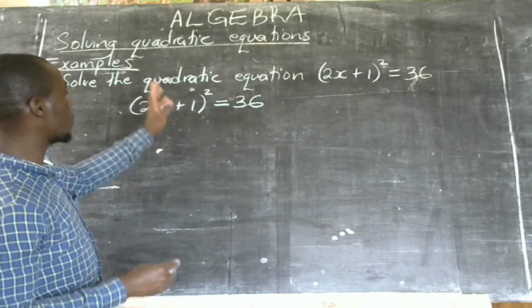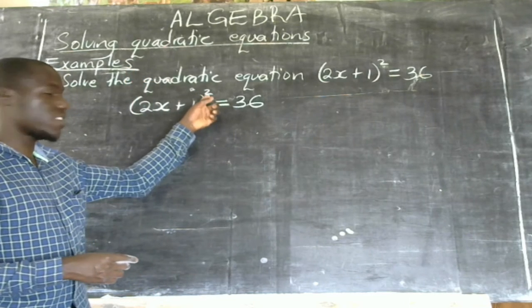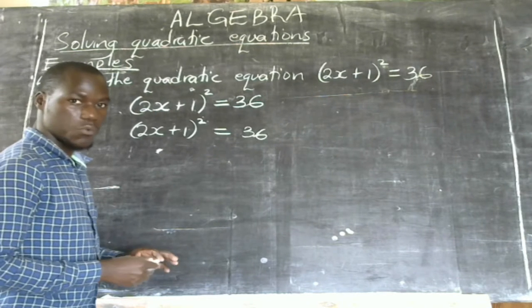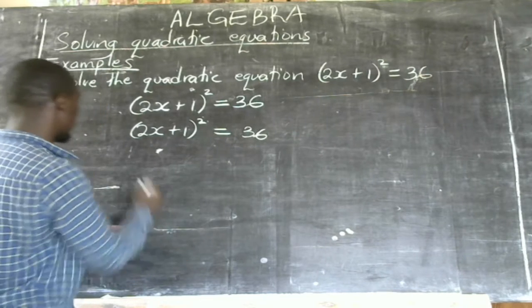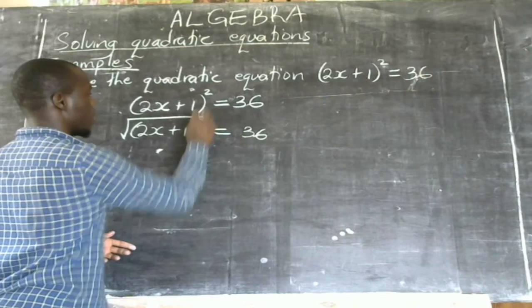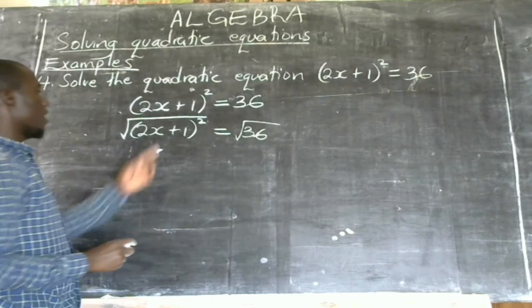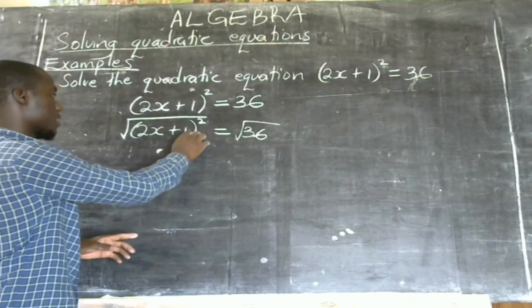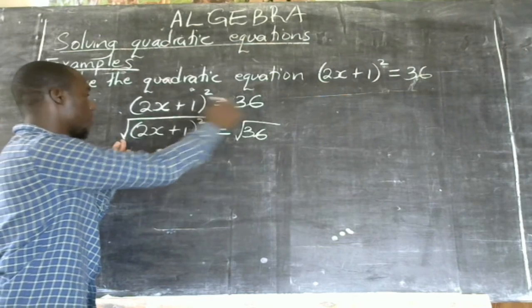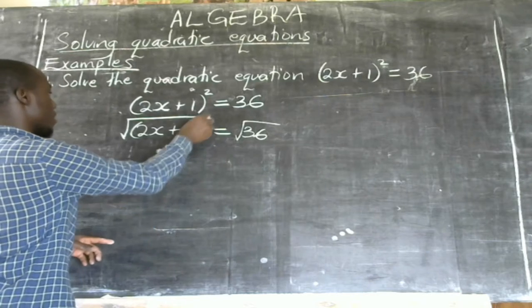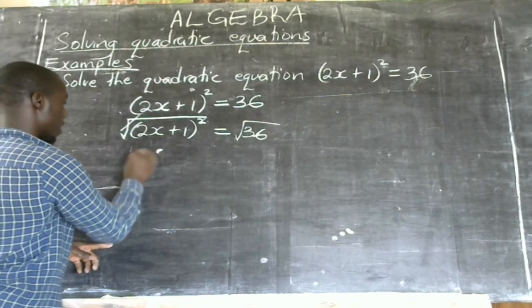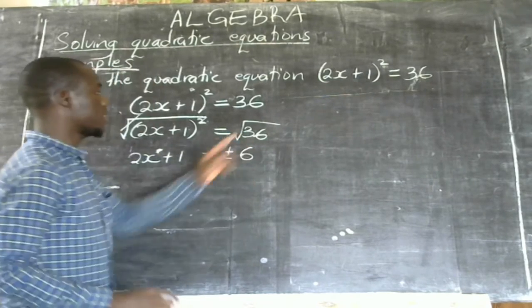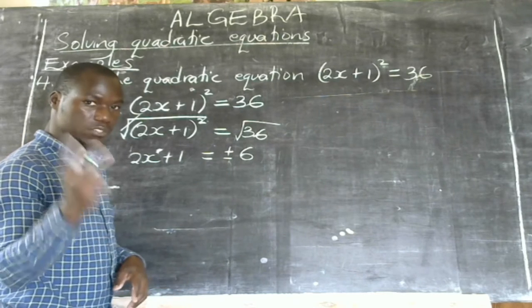So what we are going to do is first look for ways of removing the square, and then we solve to find the value of x. When I take the square root of both sides of the equation, why am I taking the square root? I want to just kill the square on this bracket. What I do on the left hand side, I also do on the right hand side. So the square is going to cancel away, and I'll have 2x + 1 = ±6. Whenever I take the square root, we shall have two values.